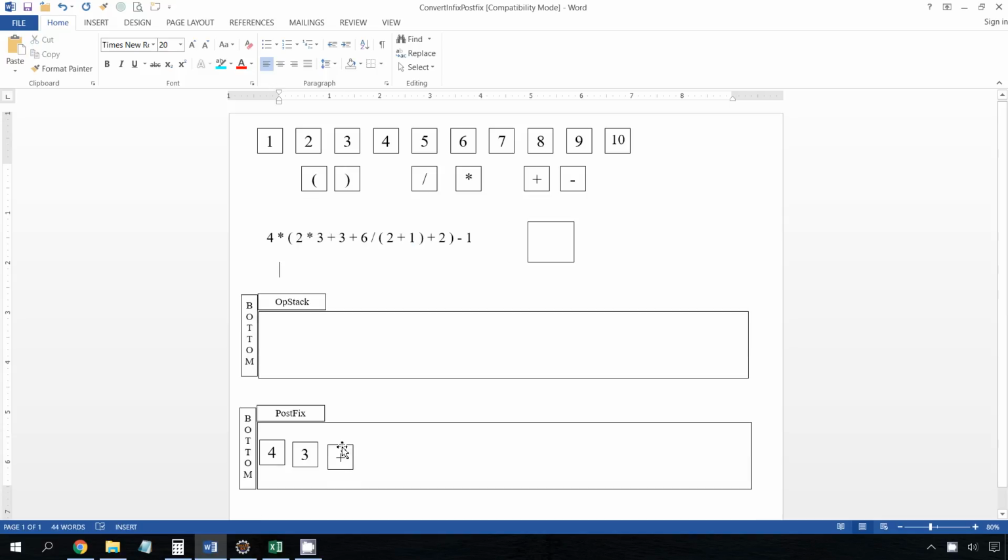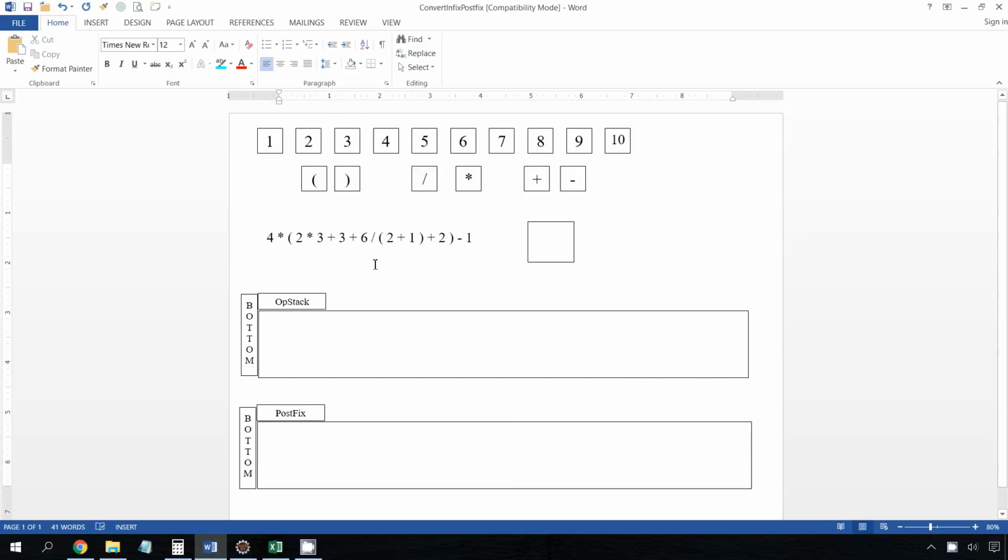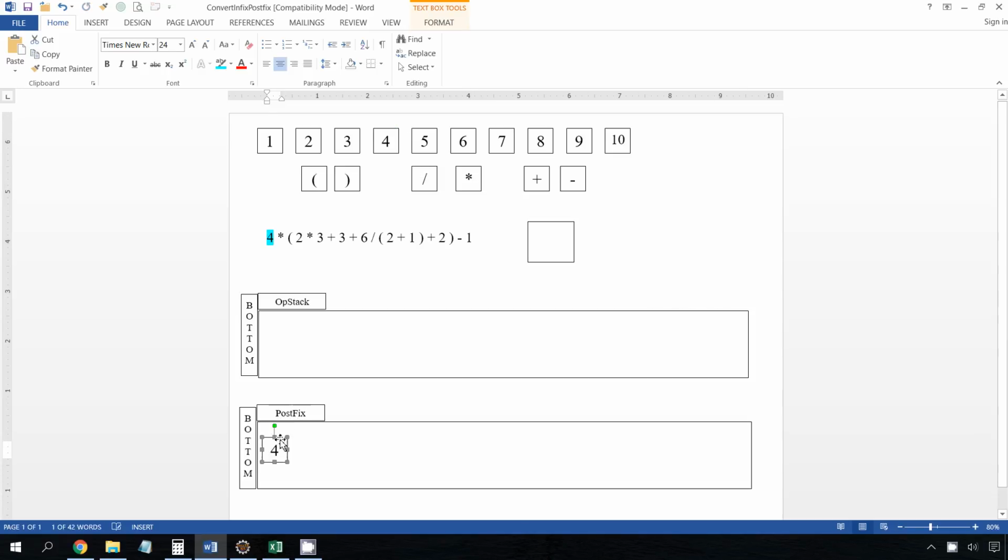Okay, so let's trace through the full algorithm using our more complex expressions so we can take a look at all the different rules that we'll need to know. First up we start with just a 4. 4 is just a value, so we just take that value and we push it onto postfix.